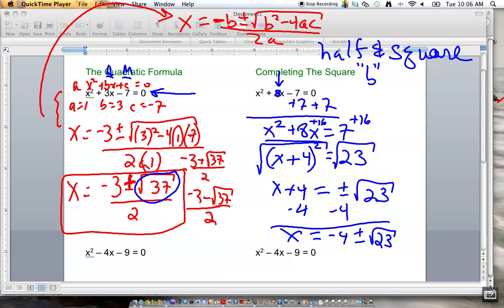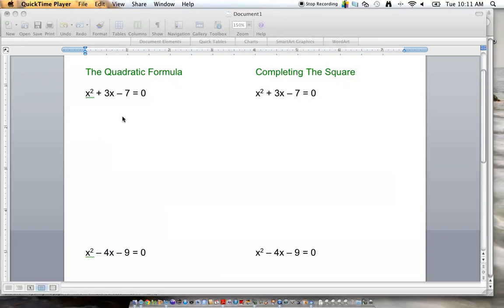Good. The big difference between completing the square and the quadratic formula is that with the quadratic formula, we keep it equal to 0. With completing the square, I want to add the 7 to both sides, and then I want to work with it that way. Okay? So you've been through an example. Why don't you try the next two on the page, and then I will give you the answers, and let's see if you have it down pat.